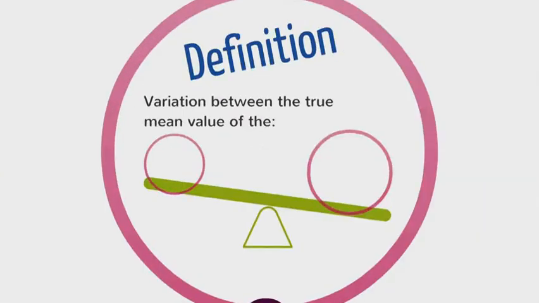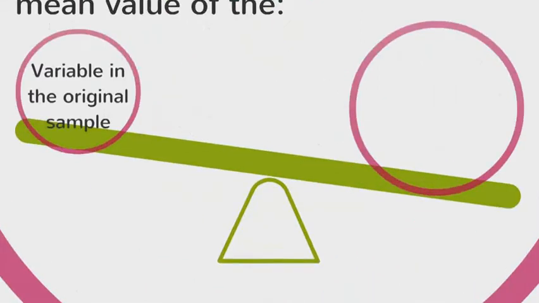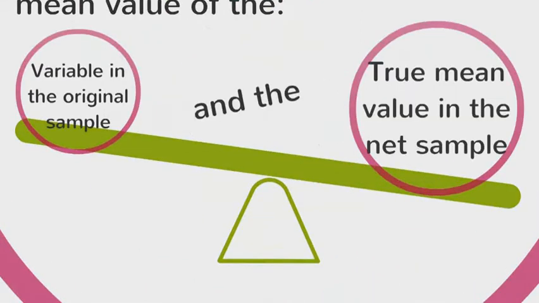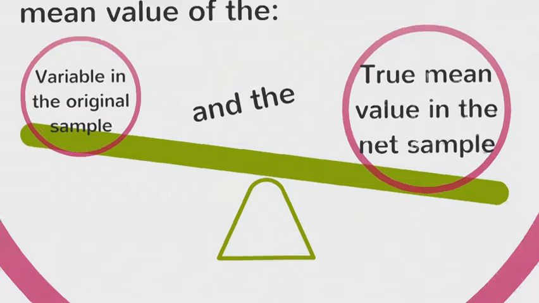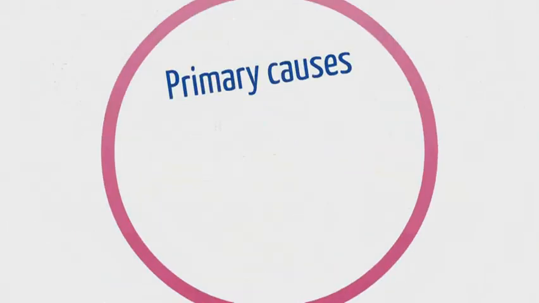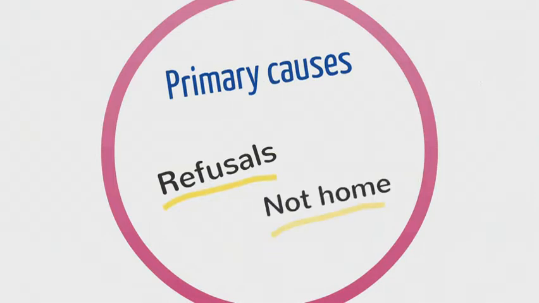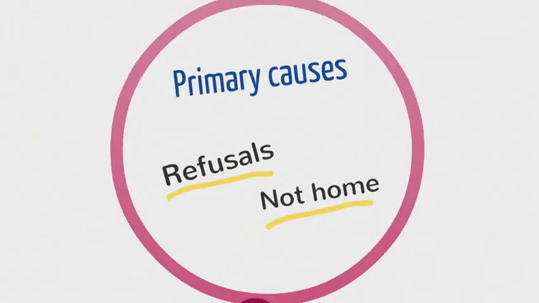For a definition of non-response error, we look to variation between the true mean value of the variable in the original sample and the true mean value in the net sample. A non-response error arises when some of the respondents included in the sample do not respond. The primary causes of non-response are refusals of participation and participants not being at home.